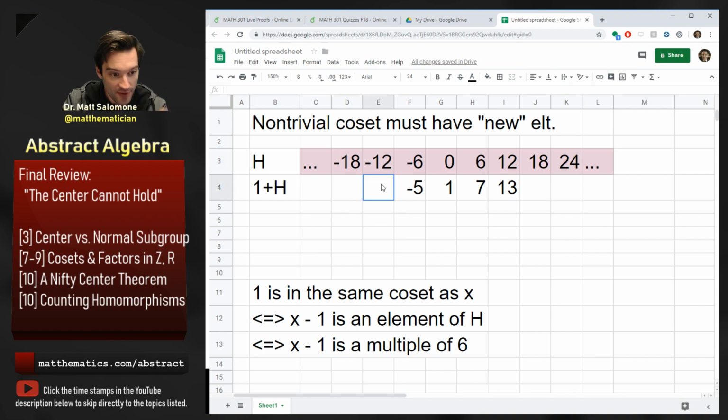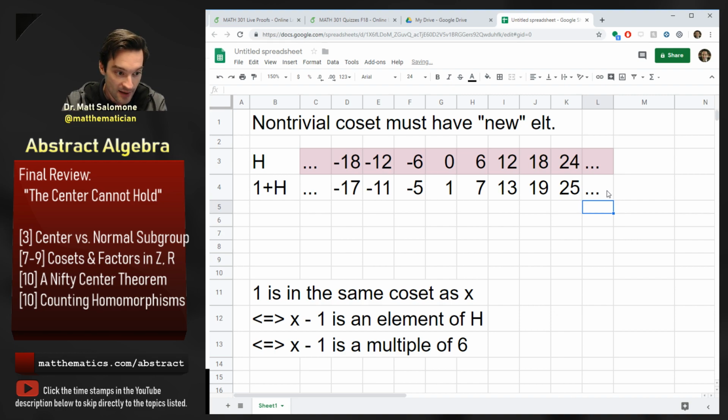And because it's 1 plus H, that means, this is why I'm using Excel for this, I can just take 1 plus and then choose that cell that's above there, just copy and paste. Whoops. Uh-oh. Try that again. Copy and paste. There we go. So here are the elements in the coset 1 plus H.